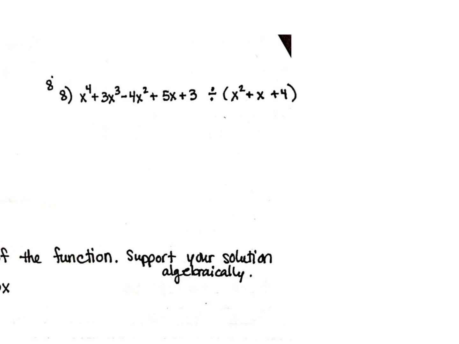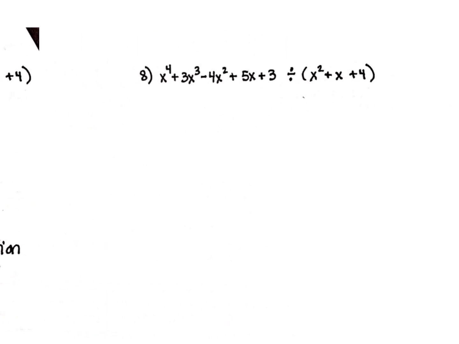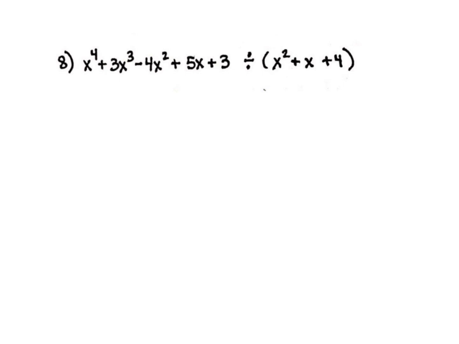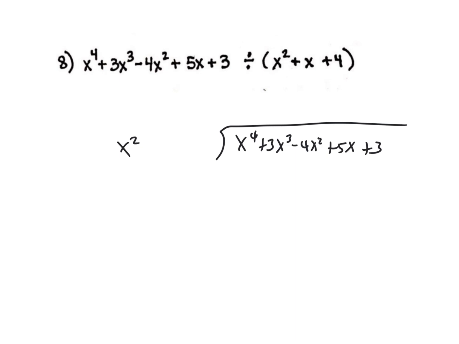Over here, that's more long division because the degree of the divisor is 2, which makes it not a good candidate for synthetic division. Do we need any placeholders? No. Do we need any placeholders here? No, we do not. So we have x to the fourth plus 3x cubed minus 4x squared plus 5x plus 3, all divided by x squared plus x plus 4.